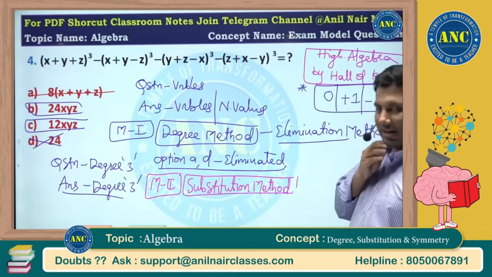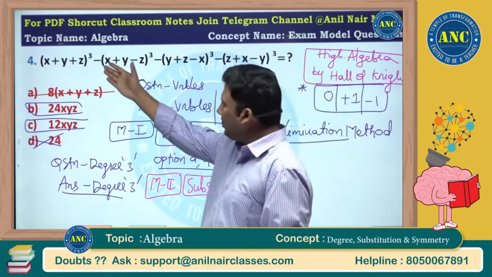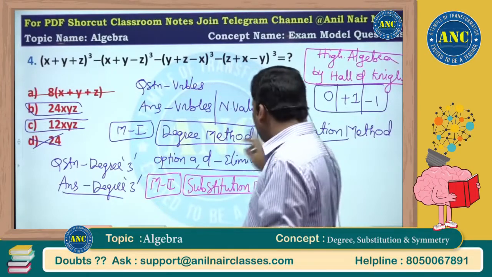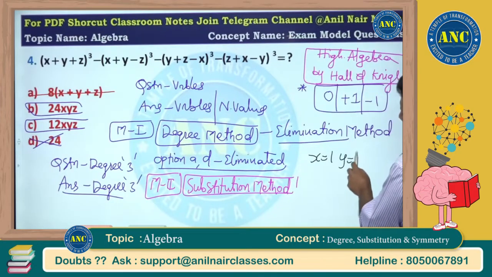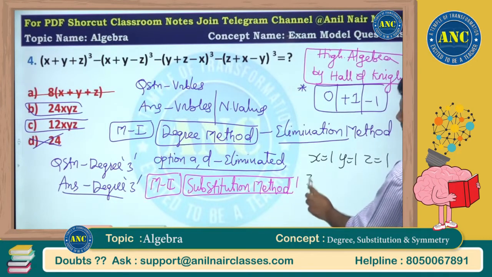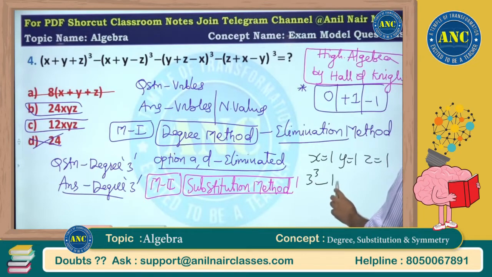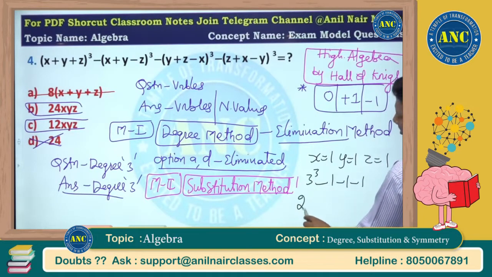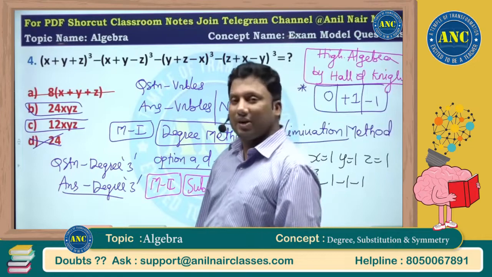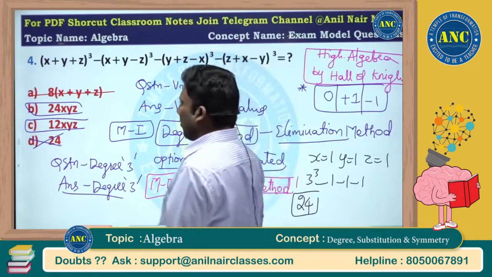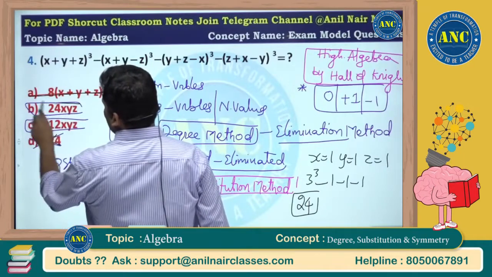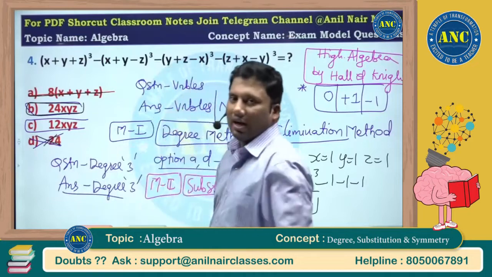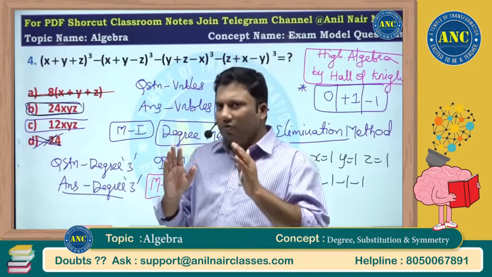Now the substitution method. Sir, can I put 0? If I put 0, everything is 0, 0, 0, and the answer is 0, so 0 is not possible. If I put 1, x equals 1, y equals 1, z equals 1, then 3 cube minus 1 cube minus 1 cube minus 1 cube is 27 minus 3, which is 24. The answer should give x equals 1, y equals 1, z equals 1. I kept it. The other option has this degree anyway, so it is out. So the answer is 24xyz.